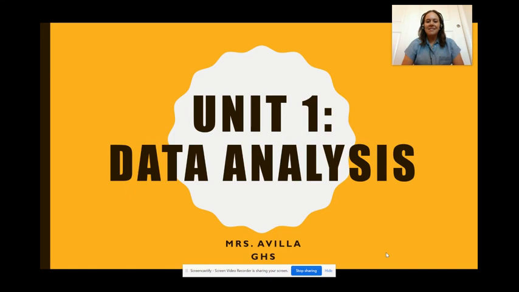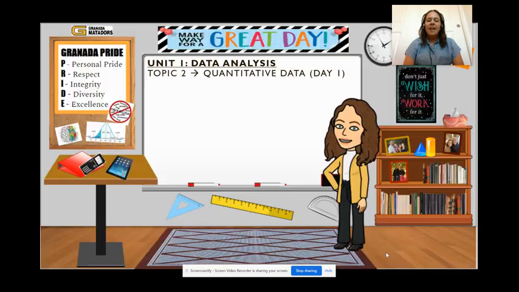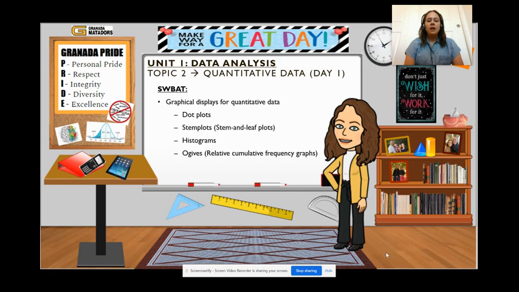Welcome back, AP Statistics. We are going to shift gears today and talk a little bit about quantitative data as opposed to categorical. We are going to look at some graphical displays for quantitative data, specifically dot plots, stem plots, histograms, and ogives. Last but not least, we're going to start referencing something called shape of quantitative distributions, and we'll talk more about that in the coming days.